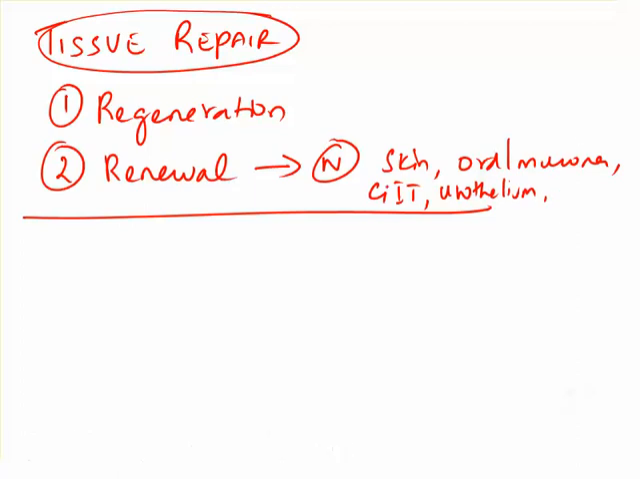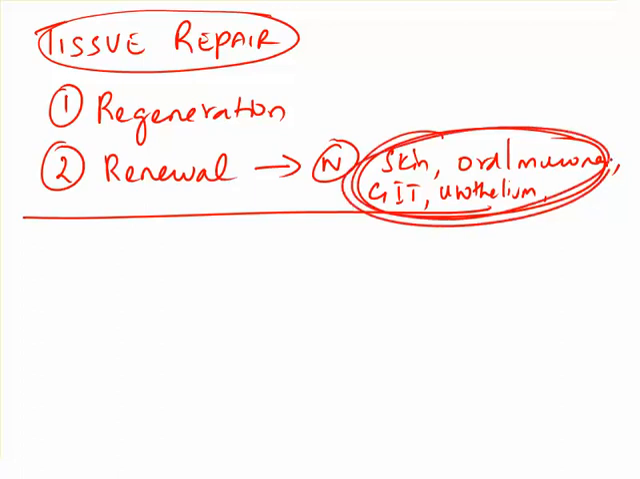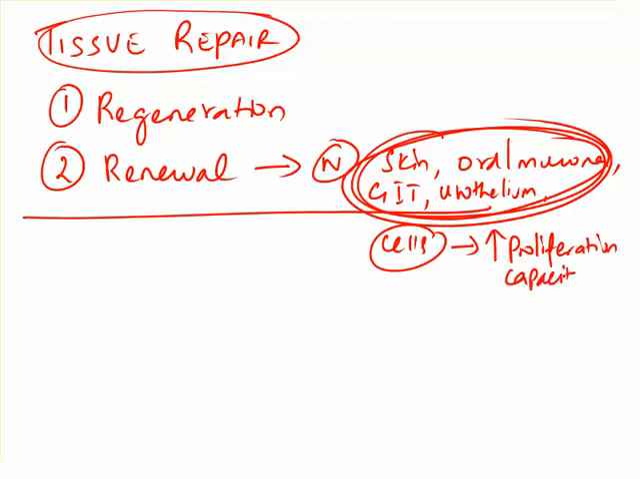These are the areas. Normally after a period of time, the cell dies, new cell comes back. That is called renewal. The cell keeps on renewing, because these tissues have cells with high proliferating capacity. Proliferating means what? Dividing. Proliferation capacity means they can go for frequent mitosis.